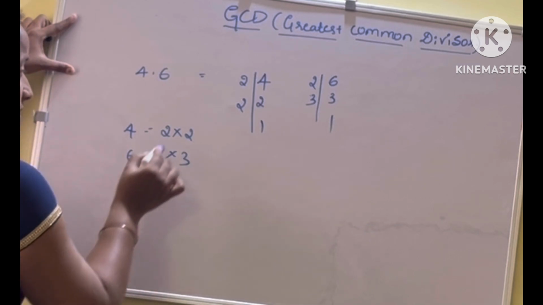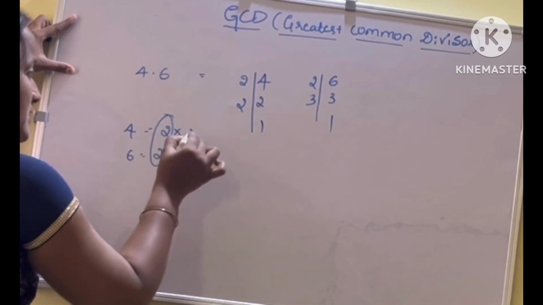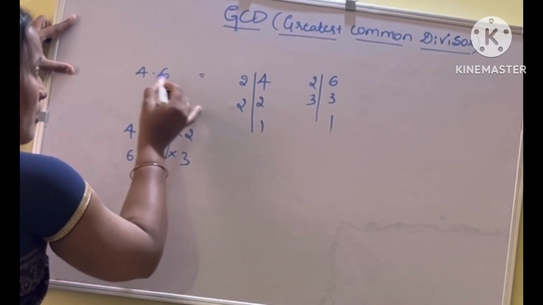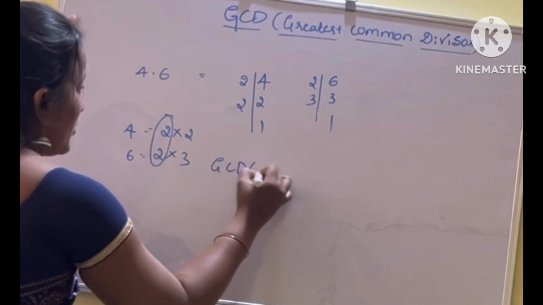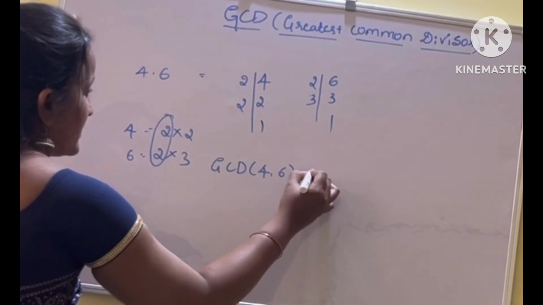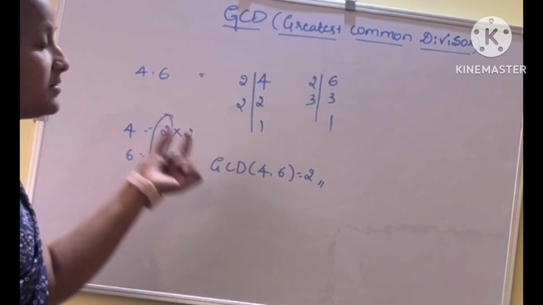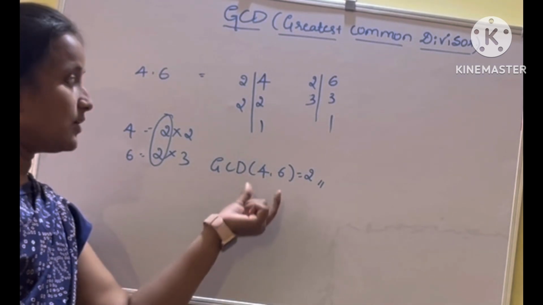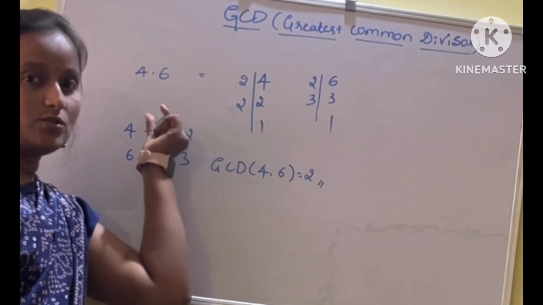Which are the common things here? Only the 2 is common, the others are not common. So the GCD of 4 and 6 is 2. This is the way we calculate the GCD of two numbers.